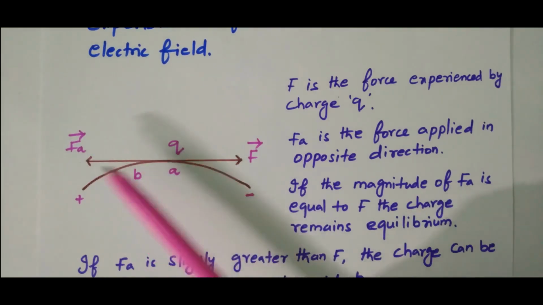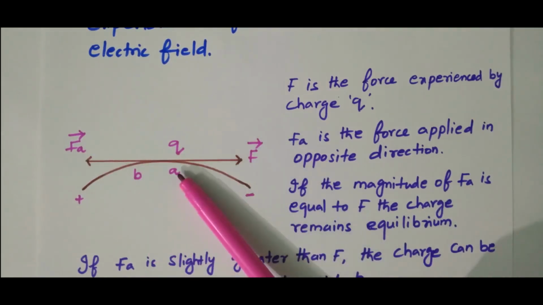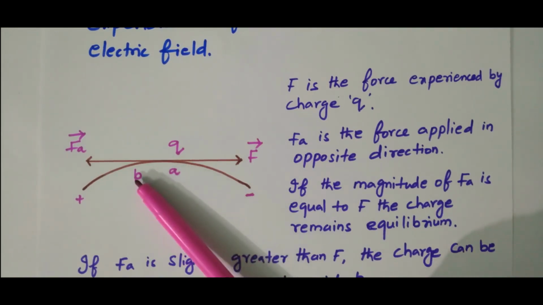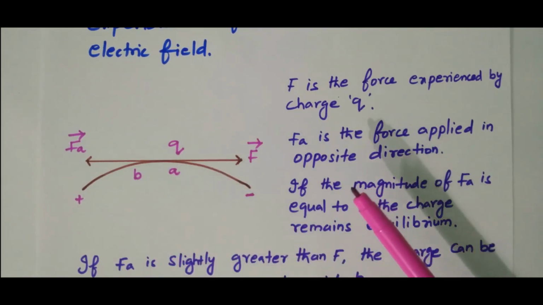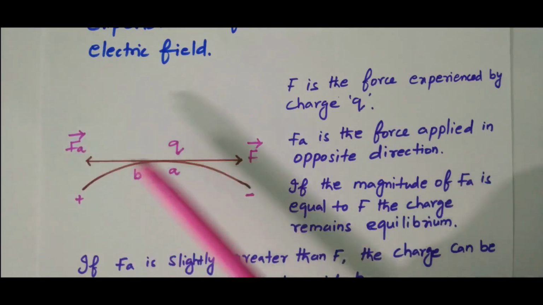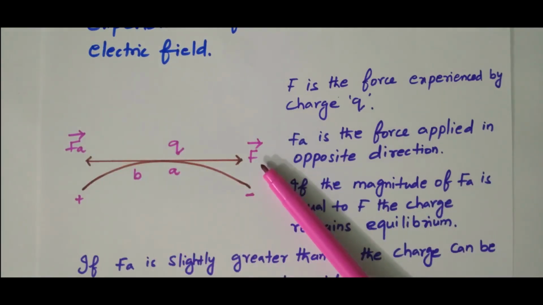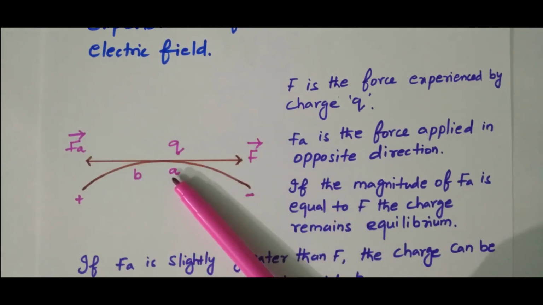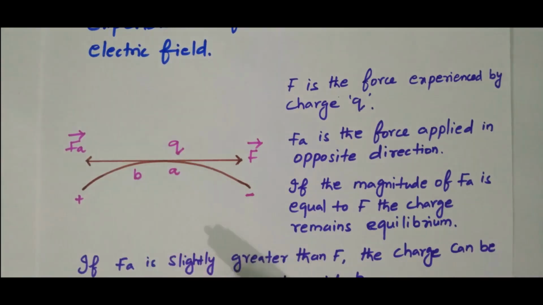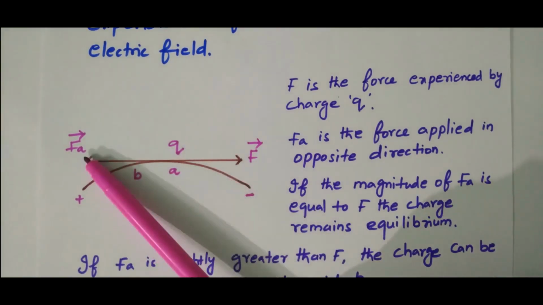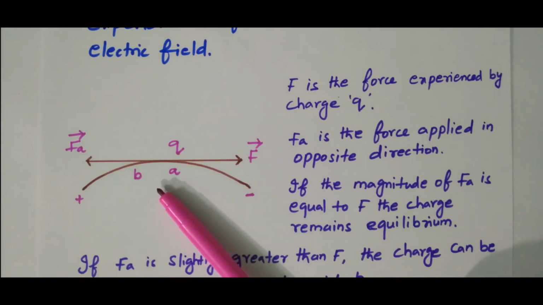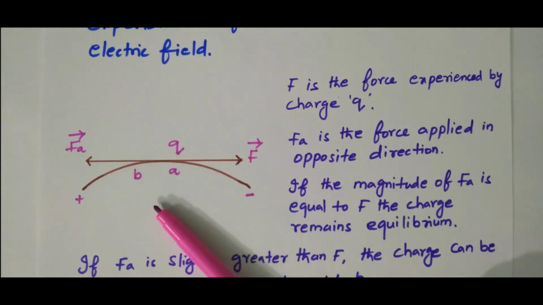Suppose Fa is greater than F, what will happen? The charge will move from this point A to point B. If the applied force Fa is greater than the force developed, the charge will move from point A to point B. So the force applied and the distance moved is nothing but the work done. Right? Fa dot dl.